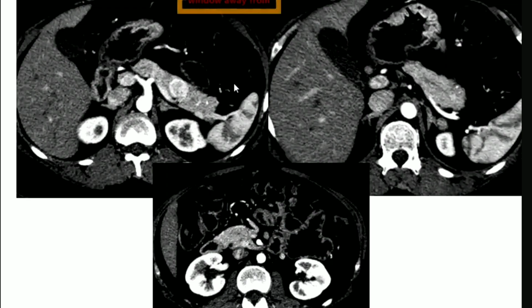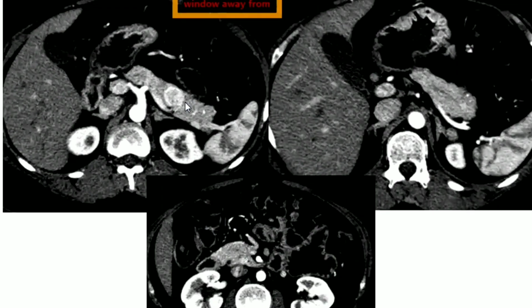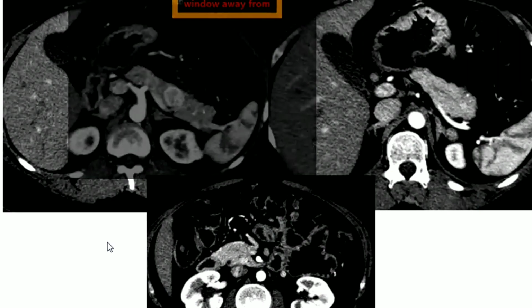Differential, the pancreatic tumors mostly are hypodense on arterial phase, and this can be a pseudoaneurysm, but it does not look like. So it is a neuroendocrine tumor.